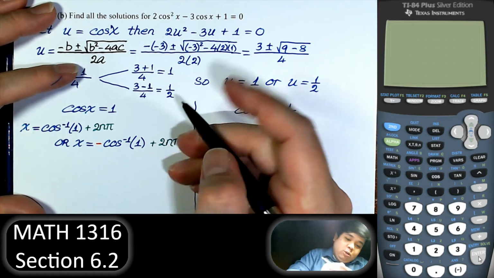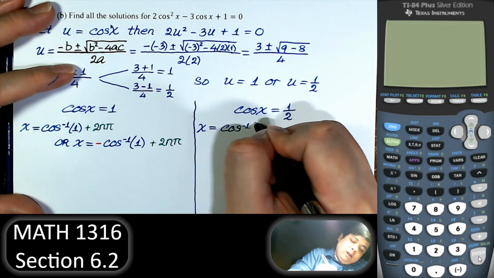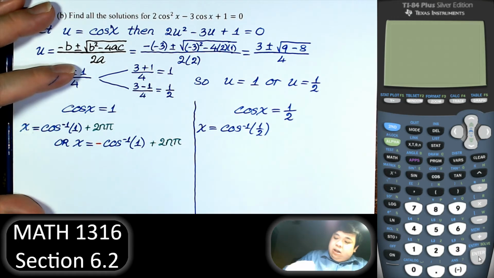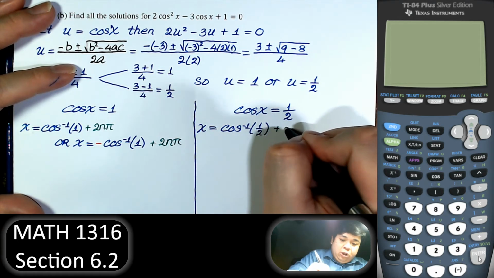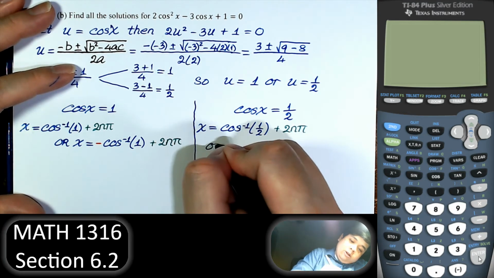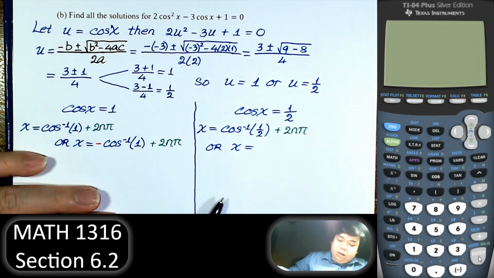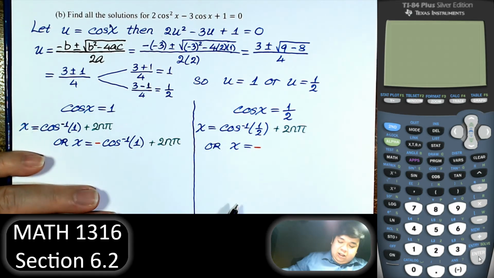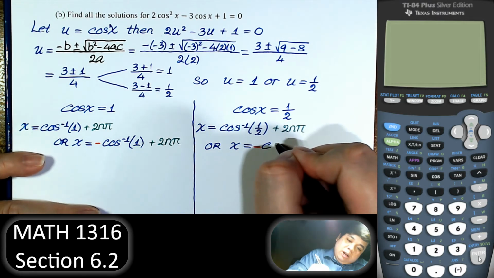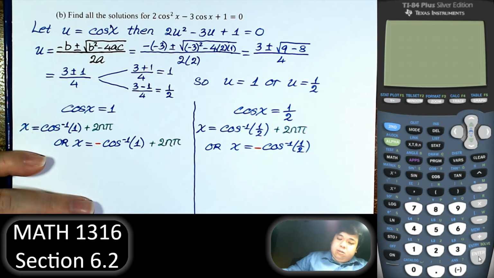Same thing here, I can also write x equal to cosine inverse of 1/2. The period is 2 pi, so 2n pi. Or x equal to the opposite of the cosine inverse, plus 2n pi.